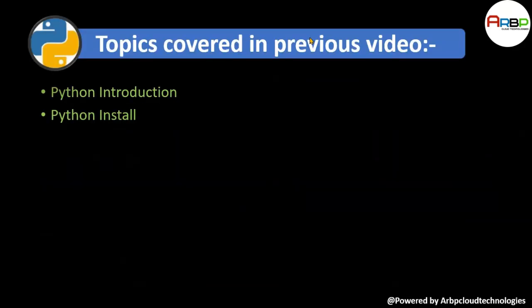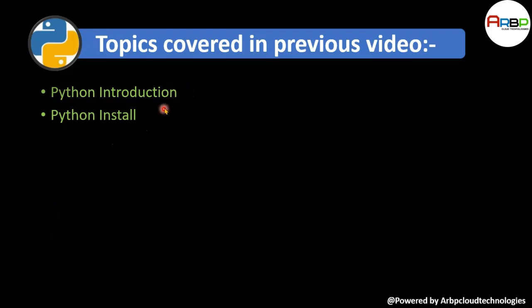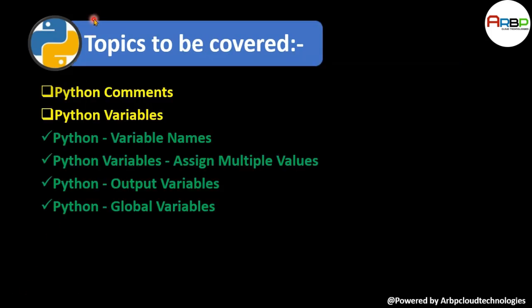So, in the previous session, we covered the introduction about Python and how to install Python. In brief, I have taught you about that. Now, in this session, we will cover Python comments and Python variables, and about the variable name, assigning multiple values, output variables, and global variables.